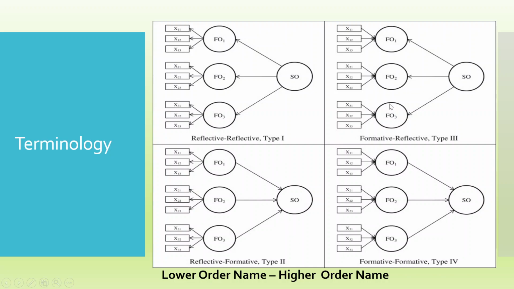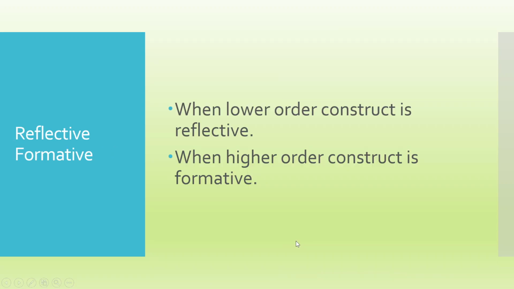If I talk about type 3, in the lower order, all the arrows are moving inside the construct, and therefore it is formative. If I talk about the higher order, arrows are moving outside, and therefore it's reflective, type 3 model. In case of type 4, in lower order and higher order, arrows are moving inside, and therefore it is a formative model. So today we are going to discuss type 2 model.